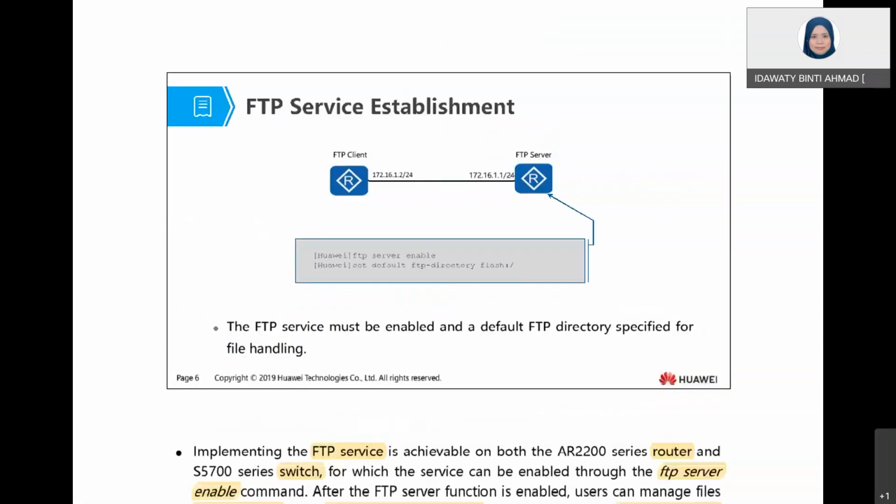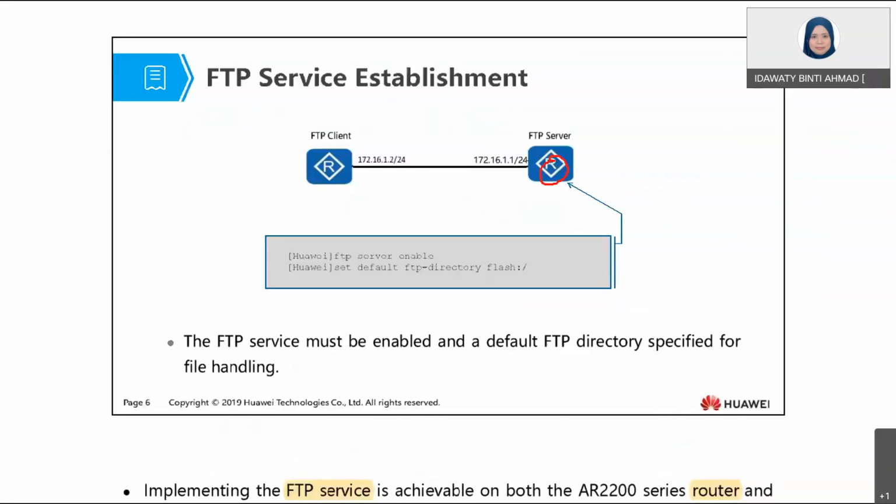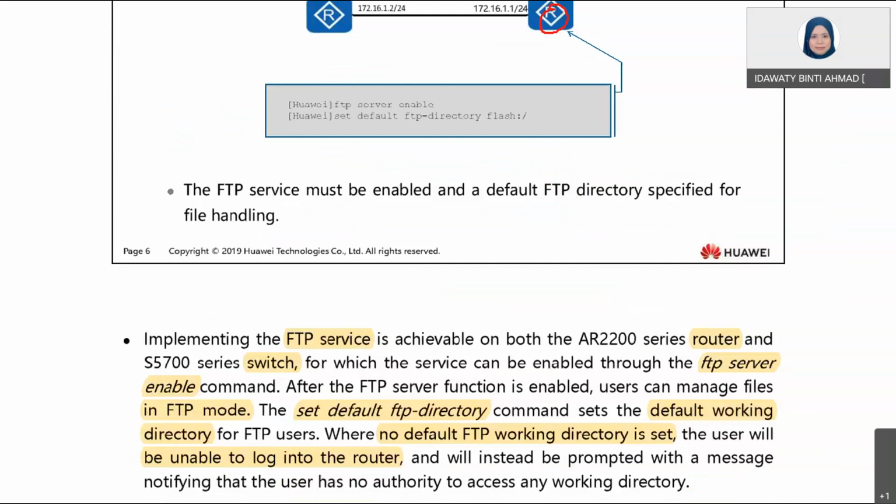In order to do this here in the router, I guess this one is a router here. To bring up the server in the router, you have the FTP services. You can have FTP services in a router and also in switches, but you must enable it first. So here, FTP server enable. You must use this to enable the server. FTP is not up by default in the router.